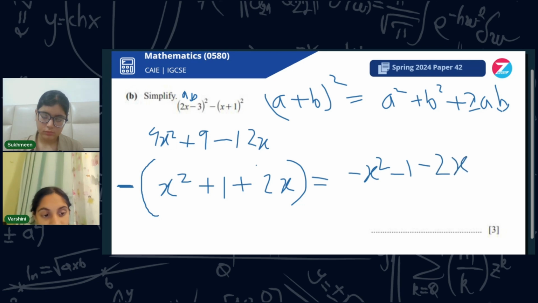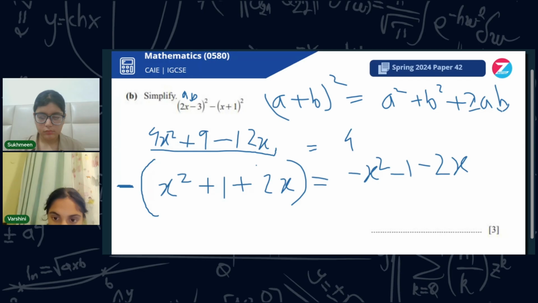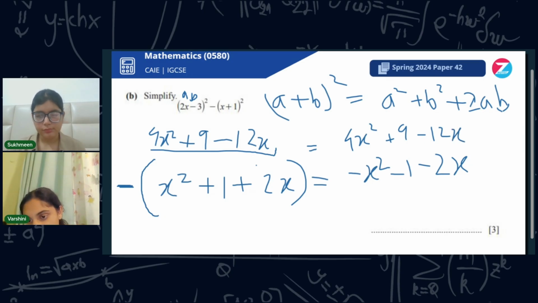So now that we have the first one expanded and the second bracket expanded, we can add these up. So we can just move this one, 4x squared, to the side and rewrite this. So 4x squared plus 9 minus 12x. So now we have these, we can easily just add them up. So we have minus 12x and minus 2x.